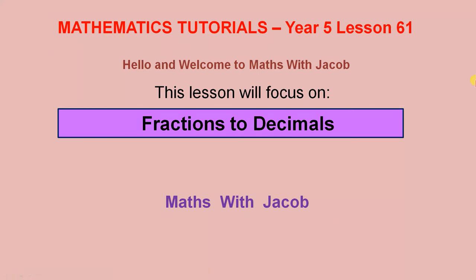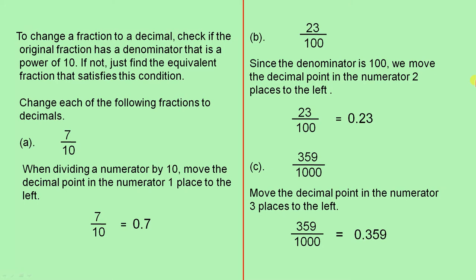This lesson will focus on fractions to decimals. To change a fraction to a decimal, check if the original fraction has a denominator that is a power of 10. If not, just find the equivalent fraction that satisfies this condition. So let's change each of the following fractions to decimals.